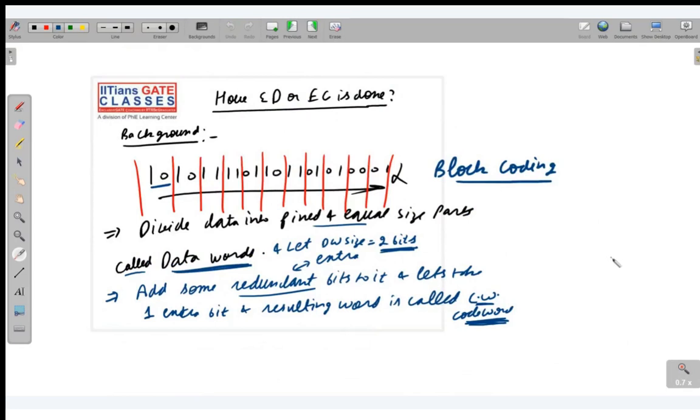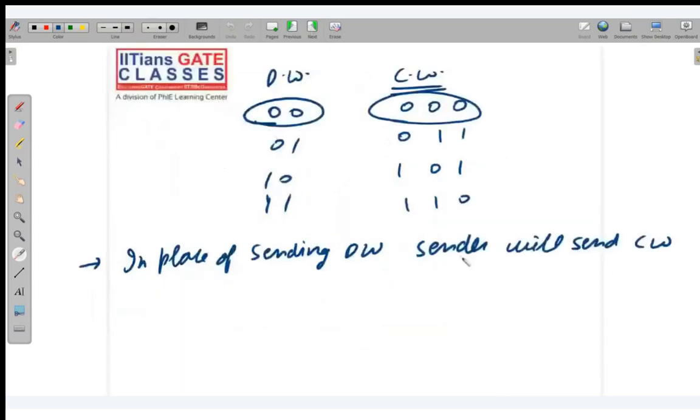Done? Yes, sir. Okay, and this is also done? Yes, sir. Okay, so now in place of sending the data word, the sender will send the code word. So what is the use? Why are we doing all these things?